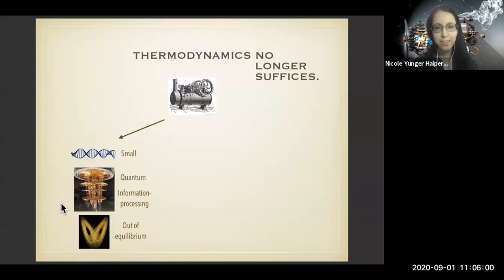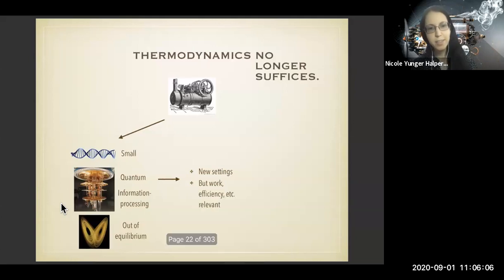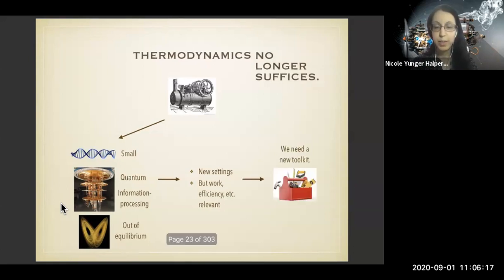These settings are very different from the old setting of the 1800s that we saw earlier, but thermodynamic concepts like work and efficiency are still relevant. We need to re-envision the thermodynamics of the 1800s for the 21st century. We need a toolkit for performing that update, and quantum information theory offers such a toolkit.